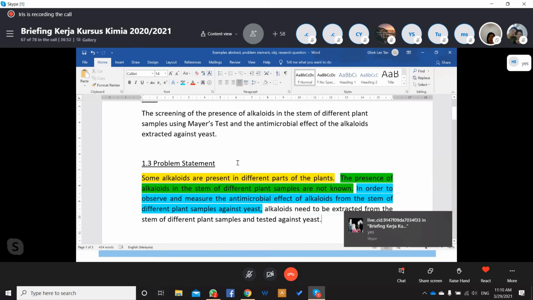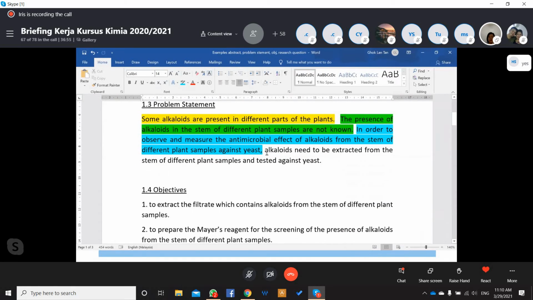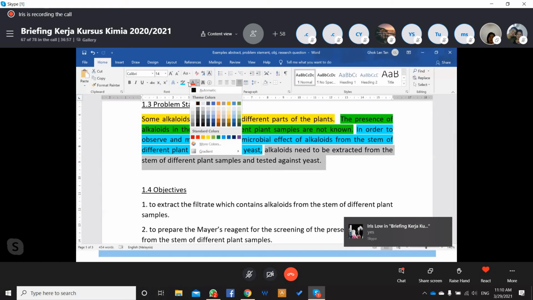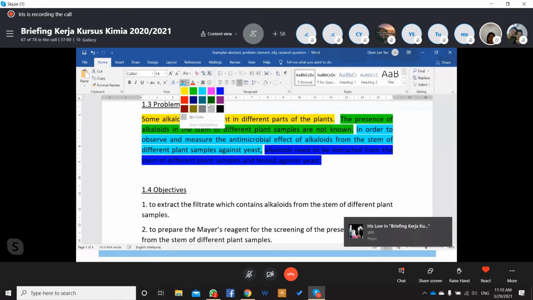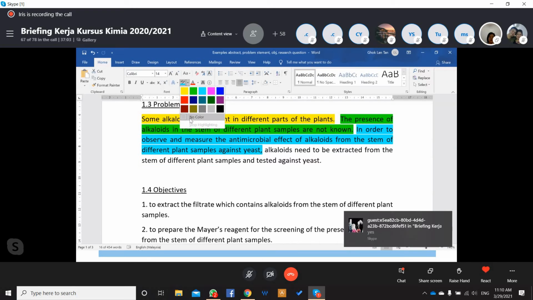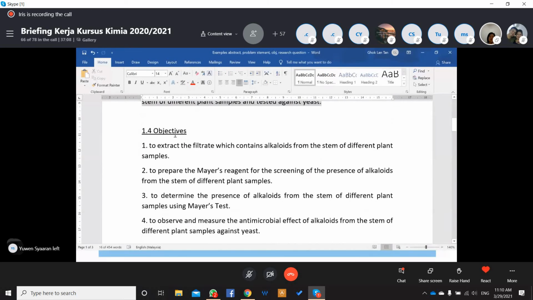Okay, thank you. So once I know the number 4 here, I need to extract. Okay, let's see. I will use color of dark. So I will set these few objectives. Number 1, I need to extract the filtrate which contains alkaloid from the stem of different plant sample. Maksudnya, saya ada beberapa jenis plant and I only take the stem only and try to extract. Okay, that is the first thing I need to do.